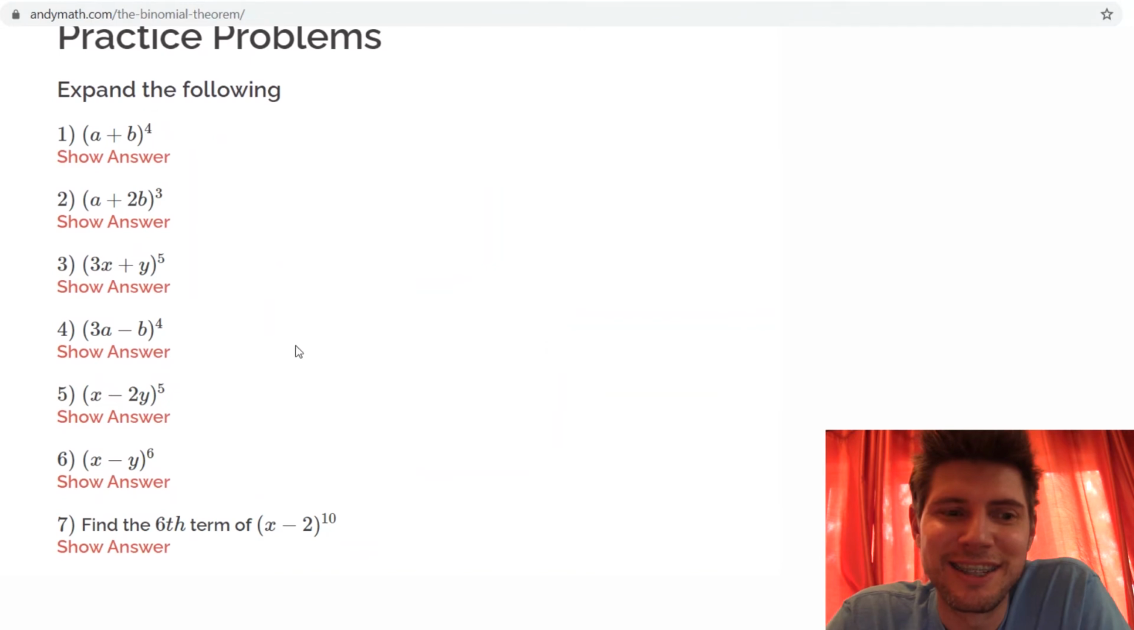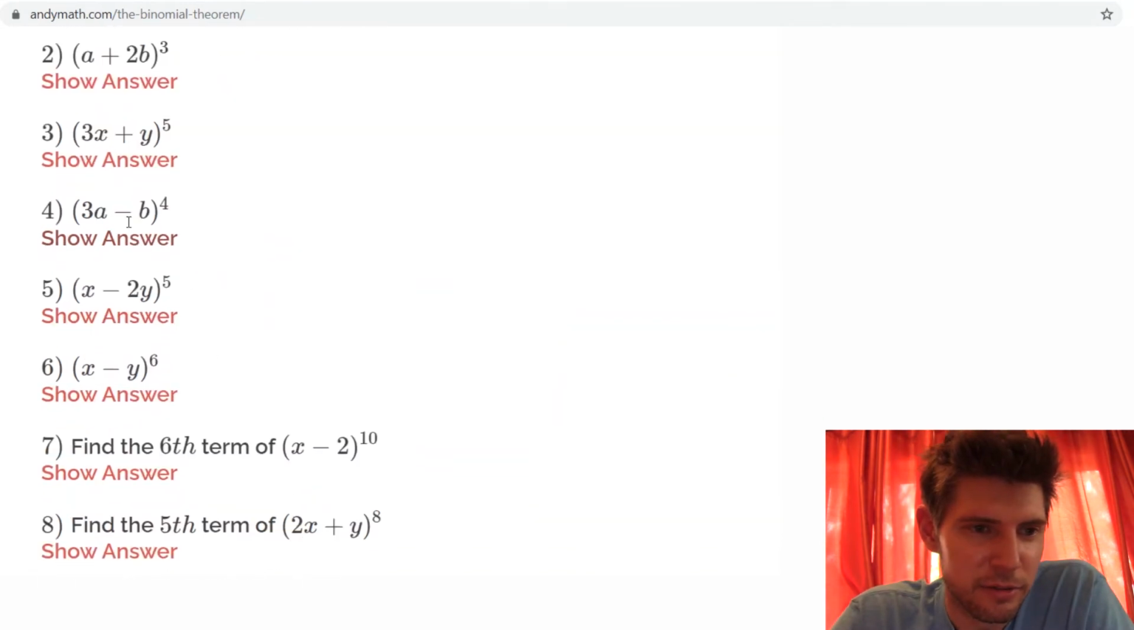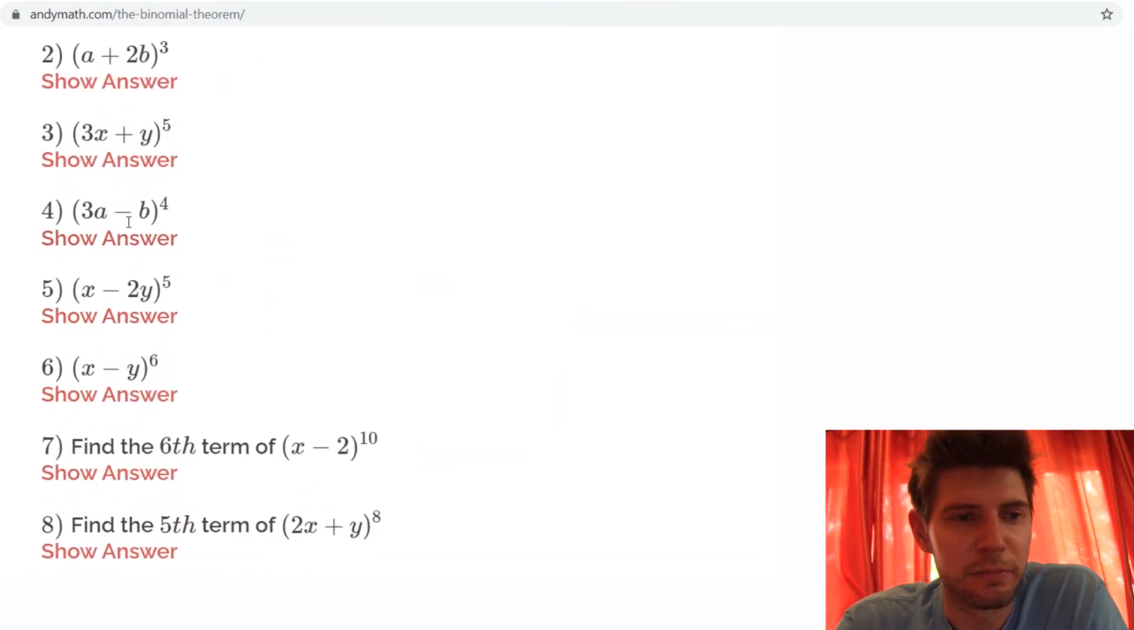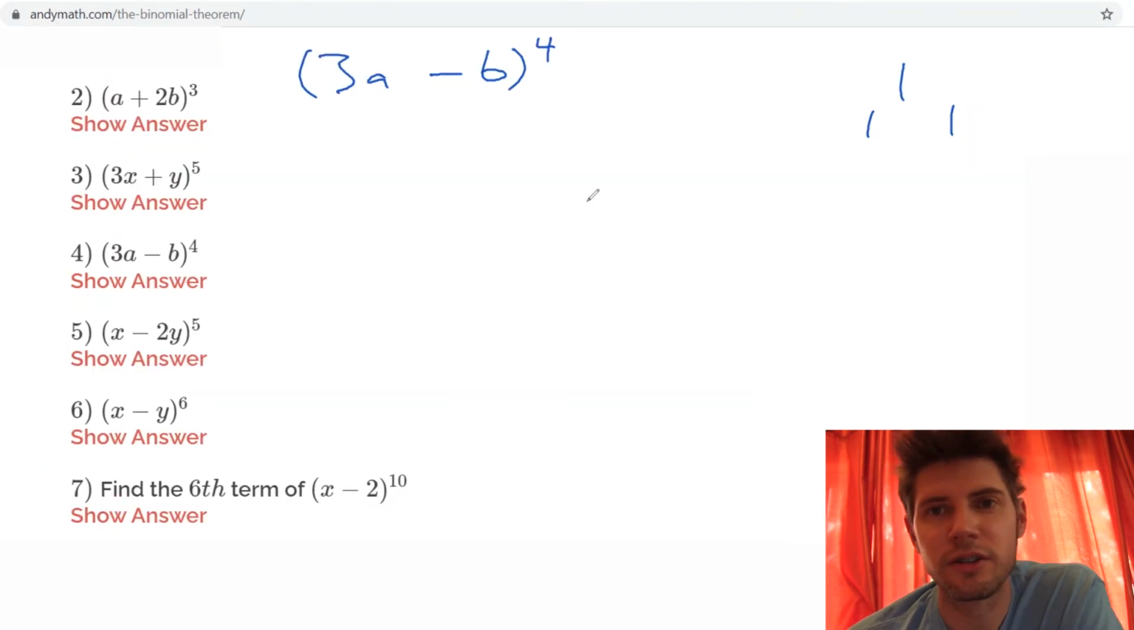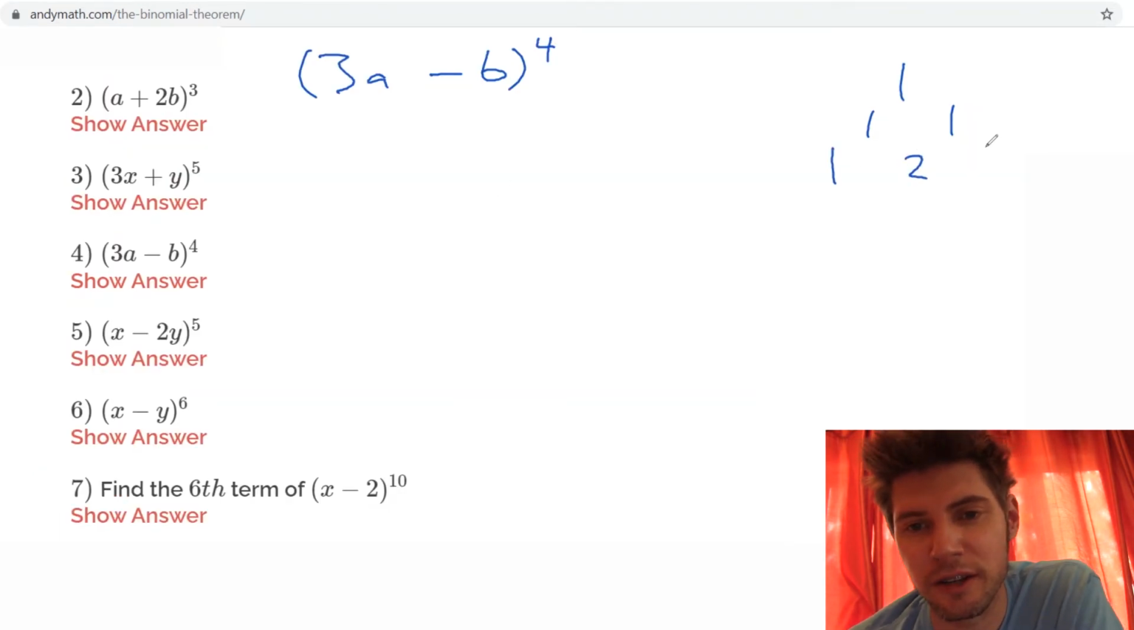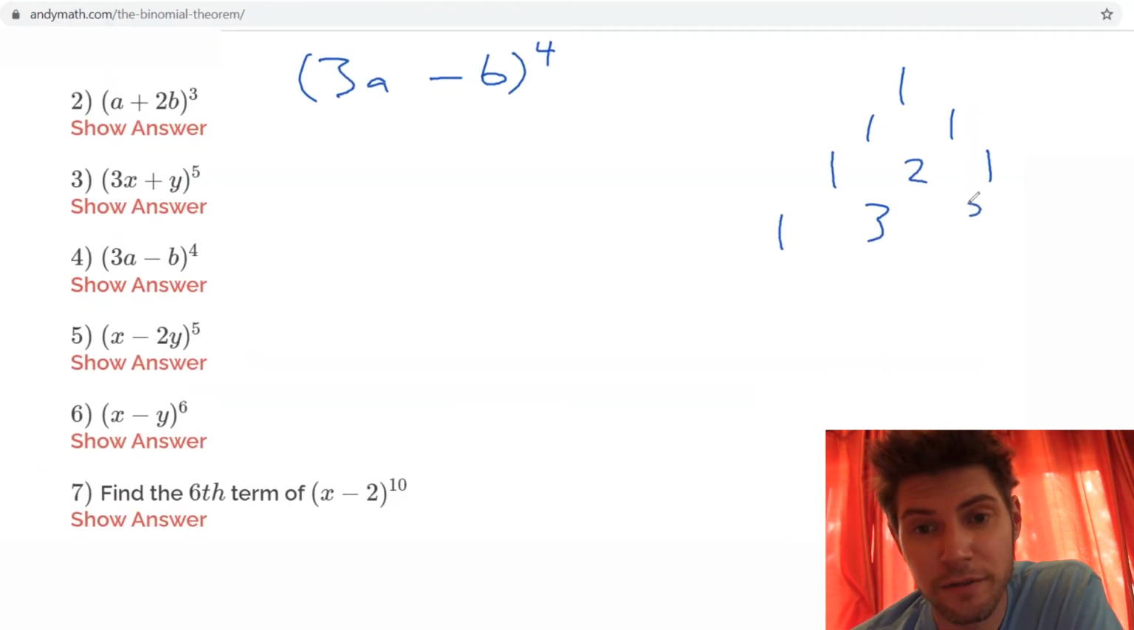Now let's do one that has a negative in it. We can do this one right here, 3a minus b to the fourth. Since we're doing to the fourth, we want the Pascal's triangle that has 5 terms. So I'm going to make that.